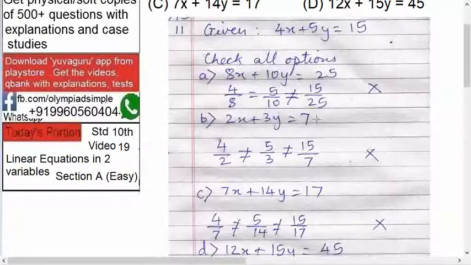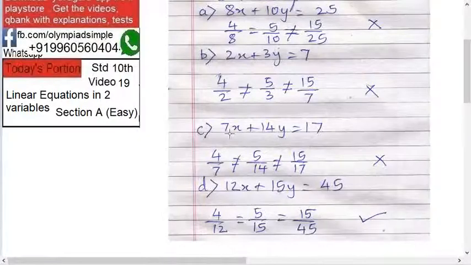Next, 2x plus 3y equals 7. 4 upon 2 is not equal to 5 upon 3. Immediately gone. Okay. Third, 7x plus 14y equals 17. 4 upon 7 is not equal to 5 upon 14 and is not equal to 15 upon 17.